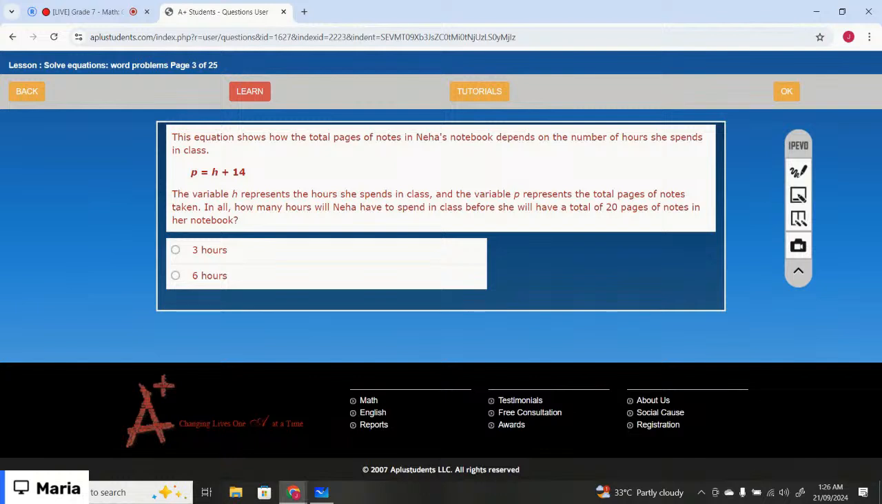This equation shows how the total pages of notes in Neha's notebook depends on the number of hours she spends in class. P equals H plus 14. The variable H represents the number of hours she spent in class and the variable P represents the total pages of notes taken. In all, how many hours will Neha have to spend in class before she will have a total of 20 pages of notes in her notebook? So, which is the correct option?